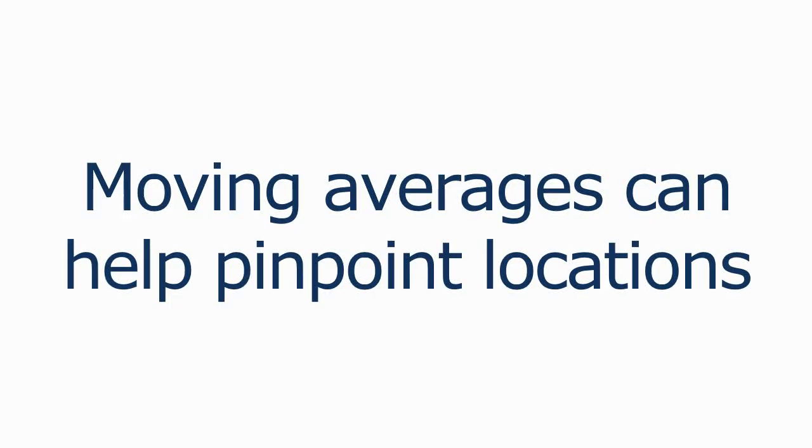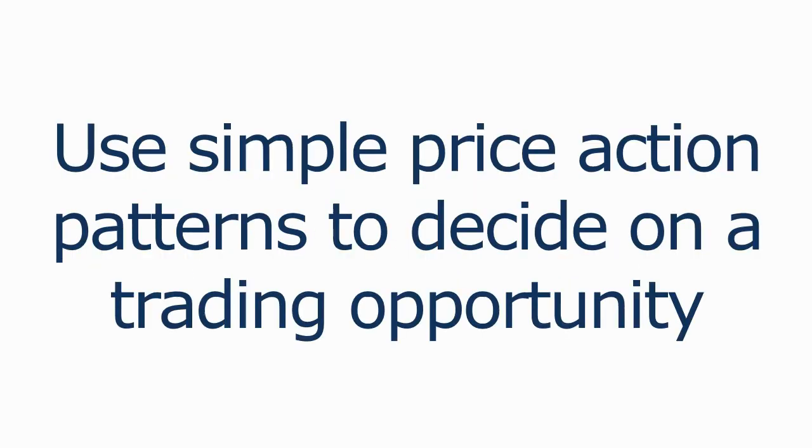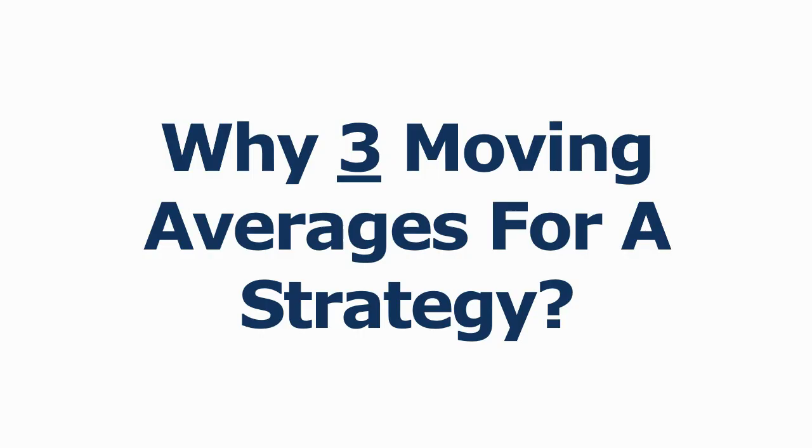And using moving averages, instead of just buying and selling at any location on the chart, they can actually have traders zoning in on a particular chart location. And from there, traders can use various simple price action patterns to decide on a trading opportunity. So why 3 averages for a strategy? Keep in mind, there is absolutely no magic in moving averages, but they can be used to form the basis of a simple trading strategy that works.